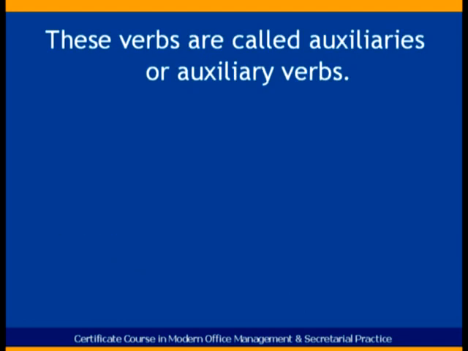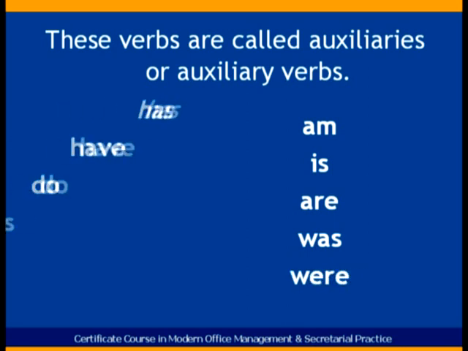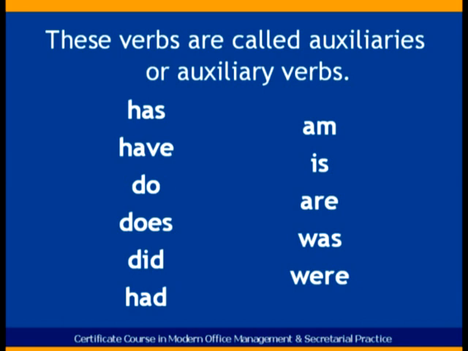These verbs are called auxiliaries or auxiliary verbs. Am, is, are, was, were, has, have, do, does, did, had. Let's use these words in sentences to see how they support verbs or stand by themselves.